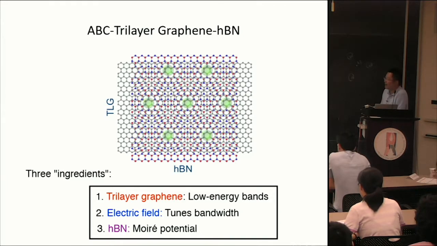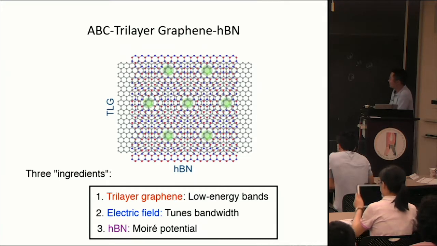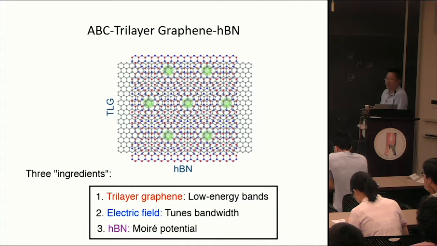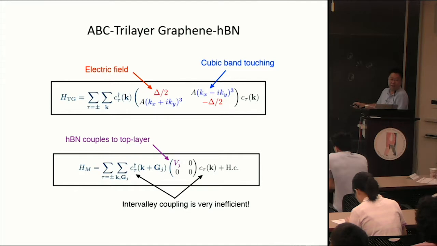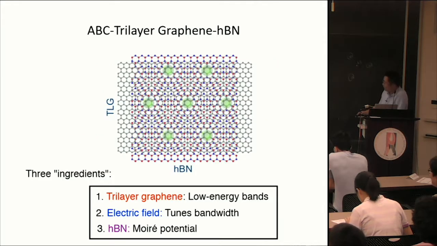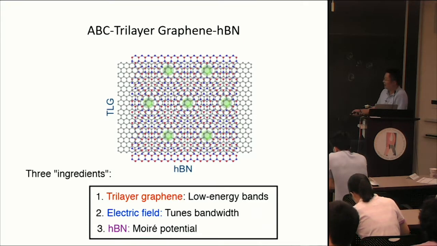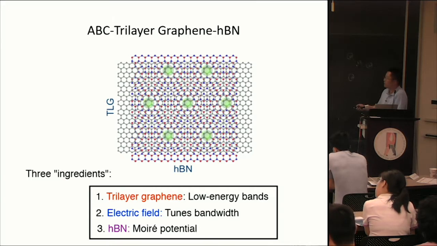So in particular, let's focus on this ABC trilayer graphene on HBN that you heard from Feng Wang yesterday. This system consists of three ingredients, right? The first is that there is a trilayer graphene, and that provides us with these low energy electrons. And if you remember, in trilayer graphene the low energy dispersion is cubic, right at the K points. A second ingredient is the electric field, which is again this knob which can tune the bandwidth, and it not only tunes the bandwidth but also modifies the dispersion of the moiré band, which again is what can give rise to these high order Van Hove singularities, etc. And the final ingredient is this boron nitride substrate. And because of the lattice mismatch, this boron nitride provides a moiré superlattice potential.